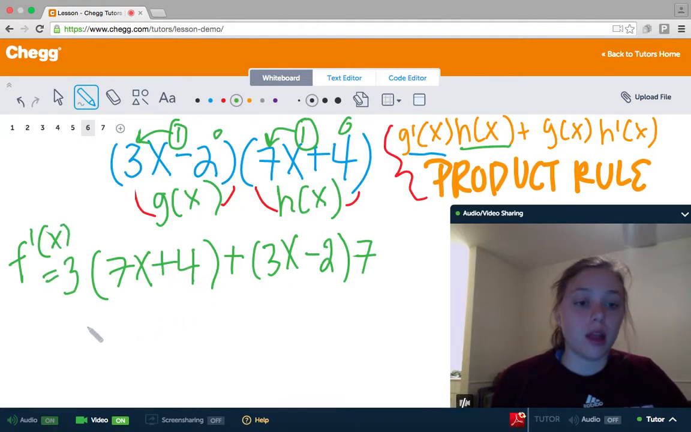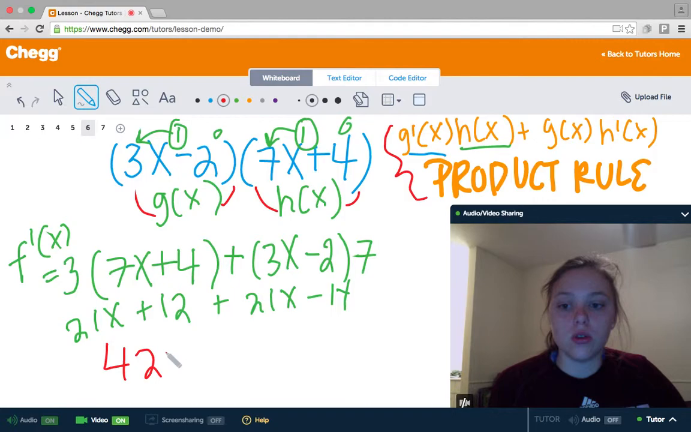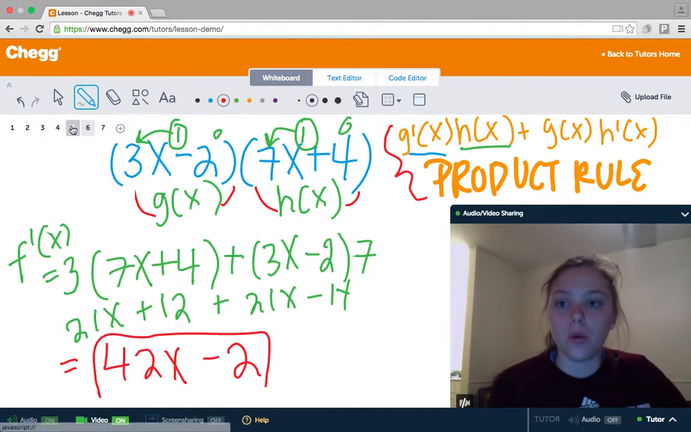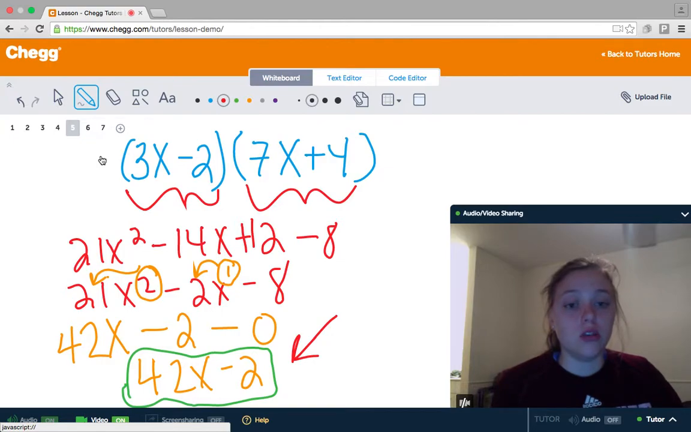So let's go ahead and multiply it out just to see what the simplified answer is going to be. So we have 21x plus 12 plus 21x minus 14. And we're going to get 42x minus 2 as our answer. And it's magical. We did, in fact, get the same answer in each case. So I just wanted to do it this way just to show you guys that you do, in fact, get the same answer and show you that it does work.